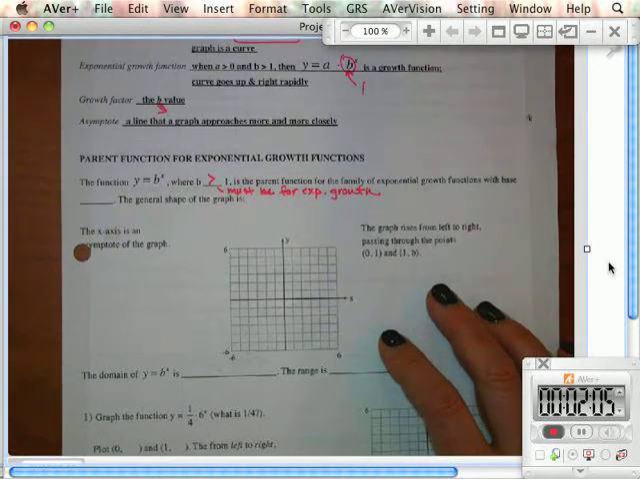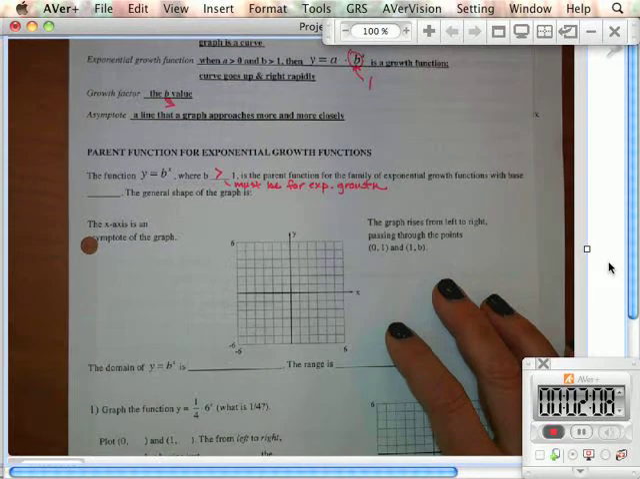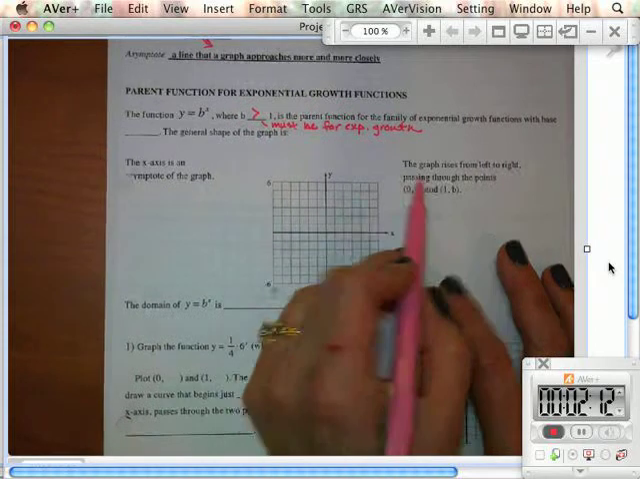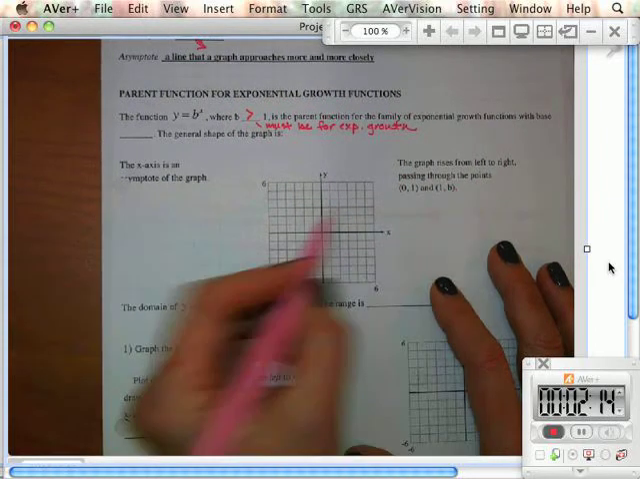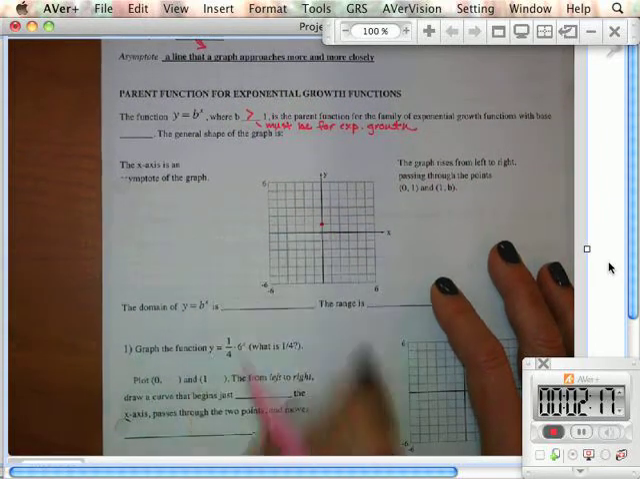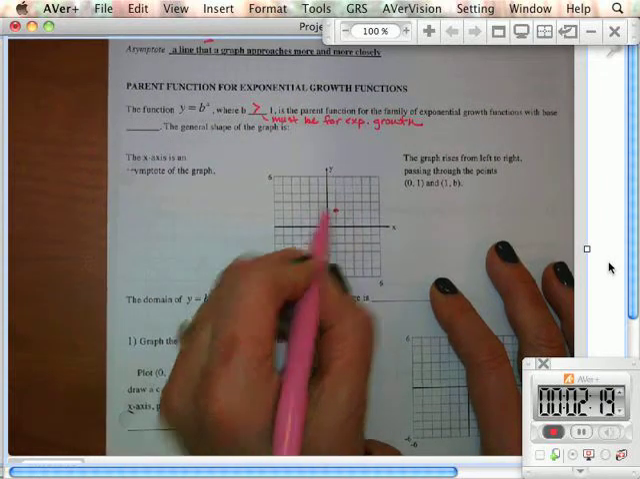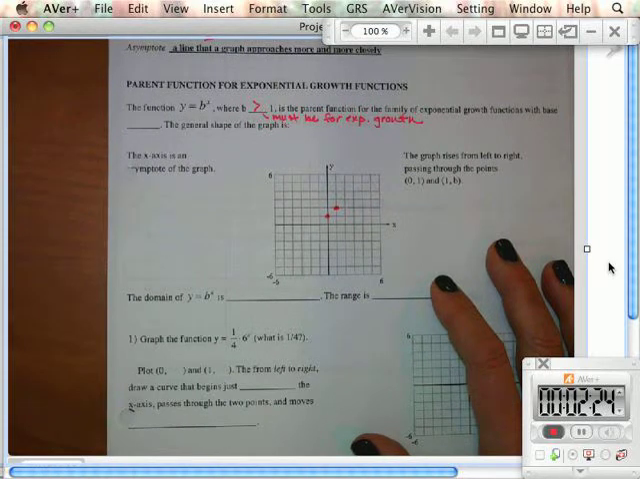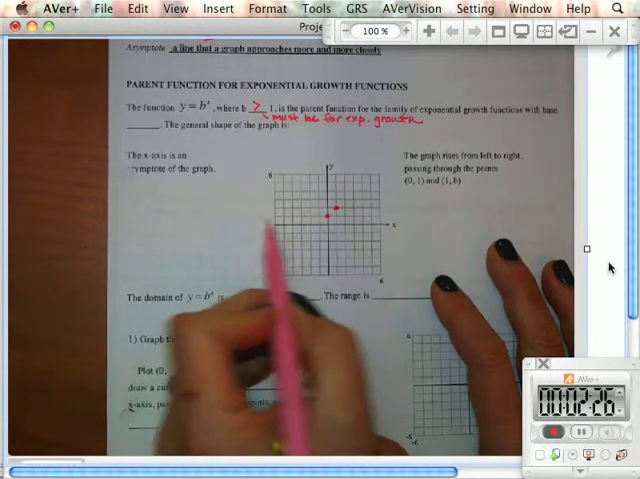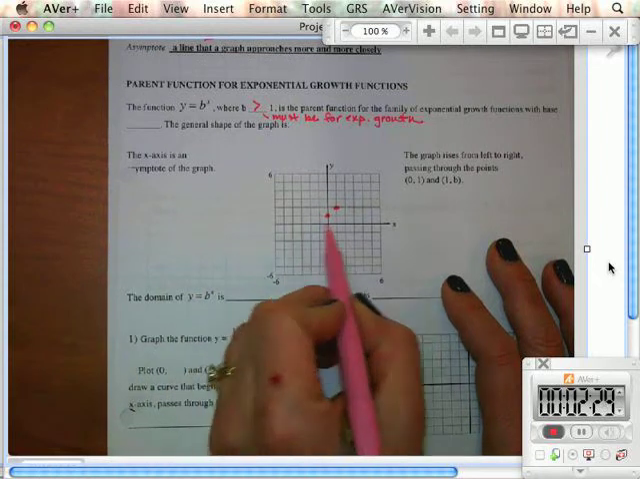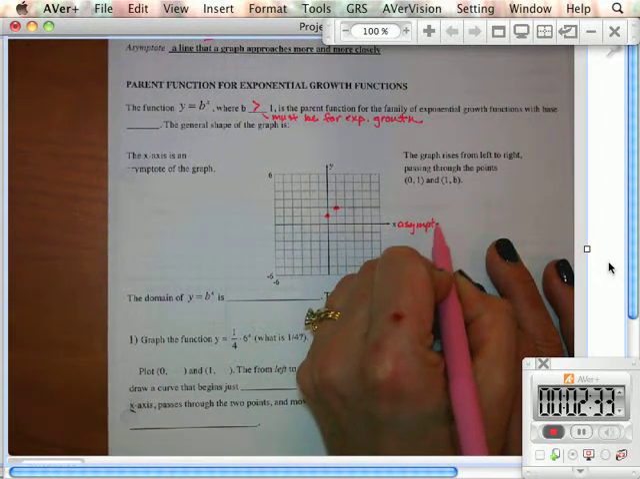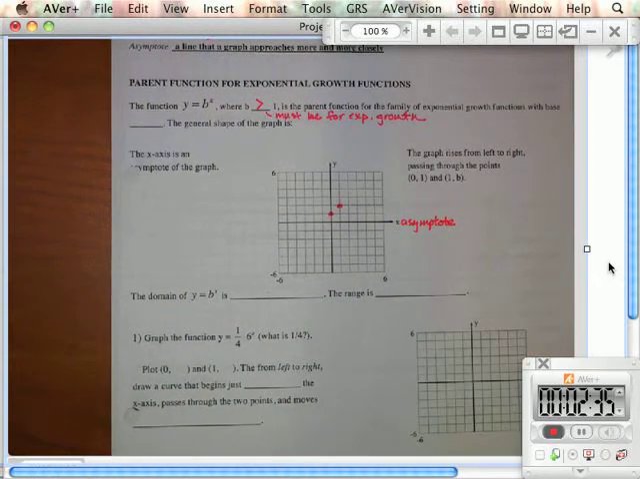The general shape of the graph is, and we're going to take a look at that right now. So the graph rises from left to right, passing through the points 0, 1, and 1, b. So I just want you to put 2 points here, and I'm going to show you this. And what happens is, in the parent function, the x-axis is your asymptote. And we saw before with asymptotes that the functions do what? They get closer and closer to it, but they never cross over it. So it's kind of like this.